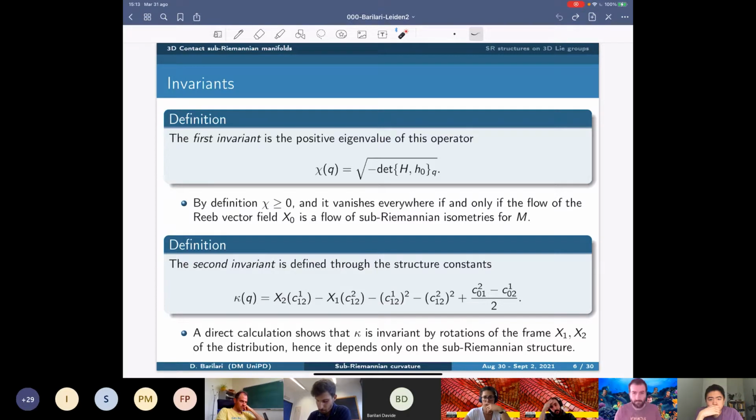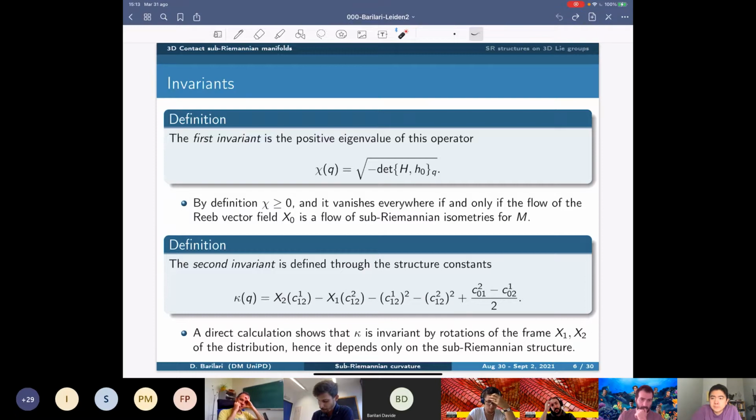And then I introduce a second invariant through the structure constants, or structure functions, which may appear weird, but in a while we will see a more intrinsic characterization, if you wish. And indeed, I like this formula, and I will explain why in the next slide. But what one can do also is to check that this quantity is invariant by rotation of the frame on the distribution, showing that it depends only on the sub-Riemannian structure. Of course, this is maybe not a modern way to define an invariant, so we will see in a while what is maybe better to do.